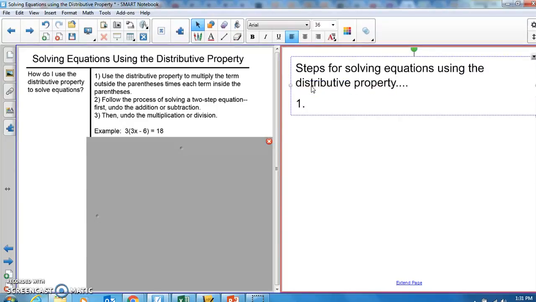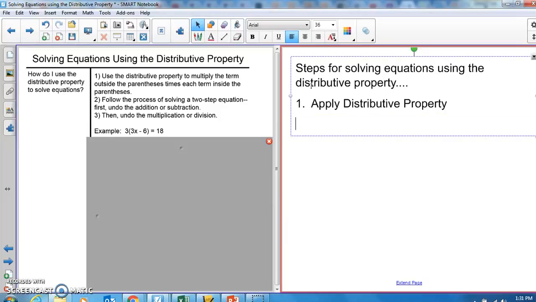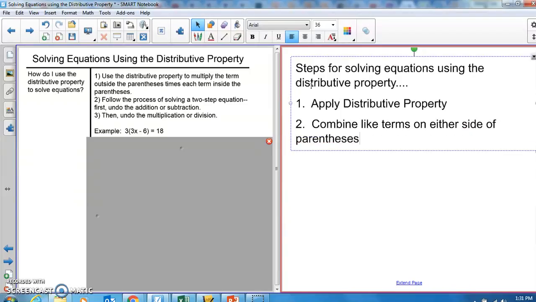Number 1, what I want you to look for from here on out is the distributive property. So I'm going to put apply distributive property. Okay, that's our first step. Second step, we're going to see if we can combine any like terms on either side of the parentheses. What we're not going to do is cross over the parentheses yet. So we're going to look on the left side to see if there's anything to combine, and look on the right side.